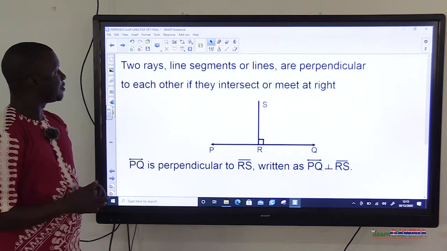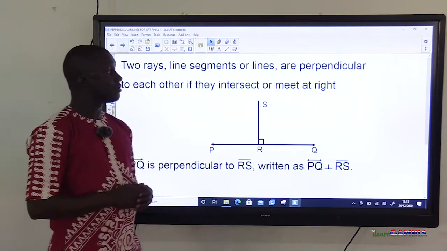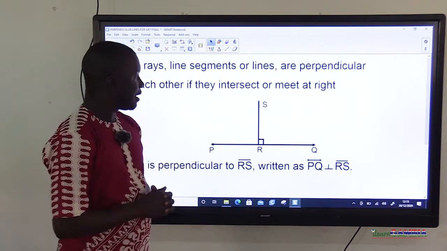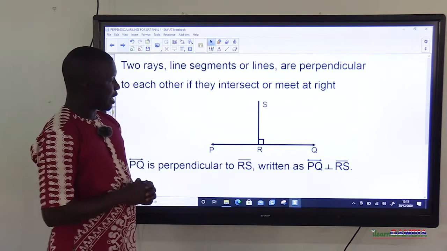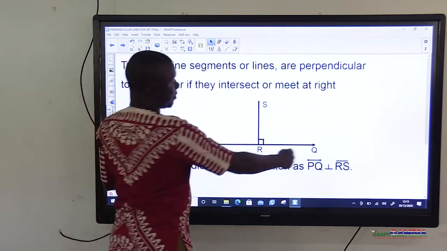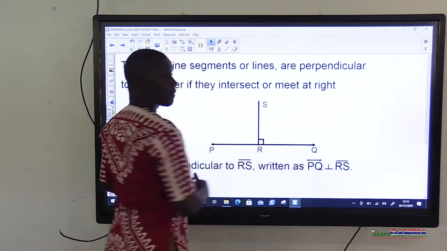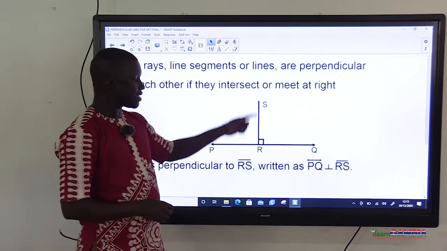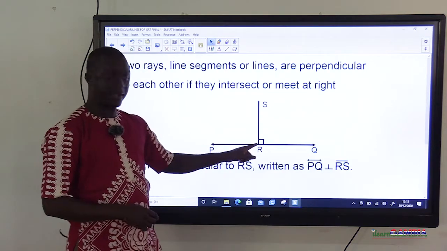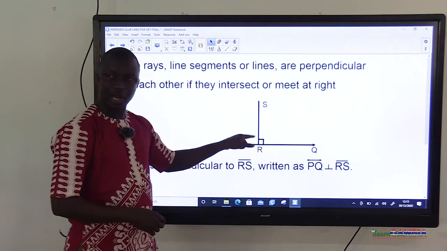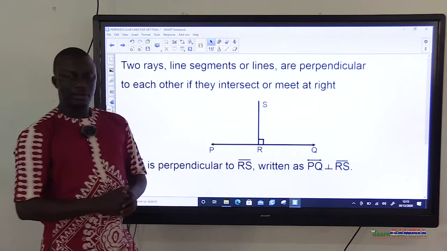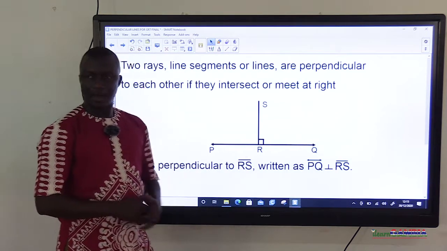Now, two rays, line segments or lines are perpendicular to each other if they intersect or meet at a right angle. As we can see in the diagram here, we have line PQ, and then we have another line SR. As you can see, they intersect at point R, where they meet, and that point happens to be a right angle. So therefore, we can say PQ is perpendicular to SR.